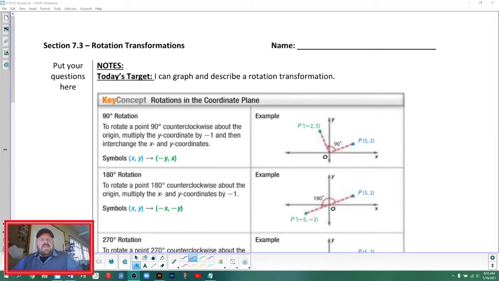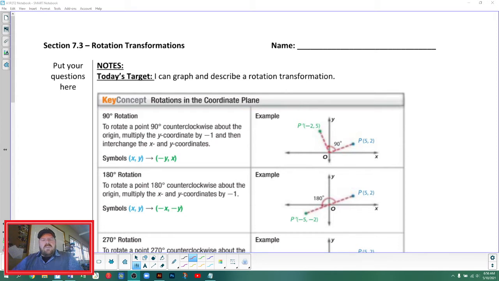Hello and welcome to this section 7.3 lecture today for Algebra 1 Part 2. Today we're going to be talking about rotation transformations. We've talked about translations, we've talked about reflections. So we've talked about moving things and flipping things. And today we're going to talk about spinning things.